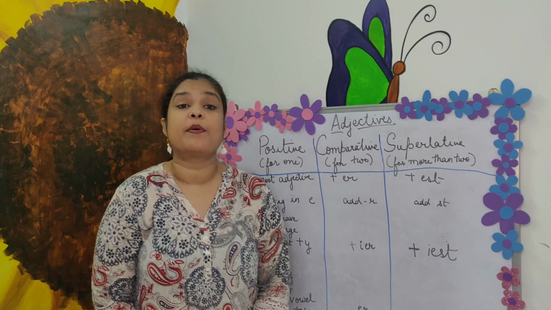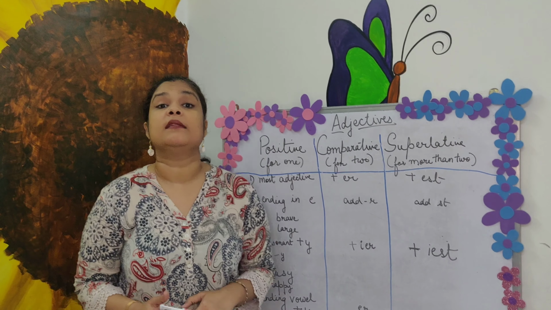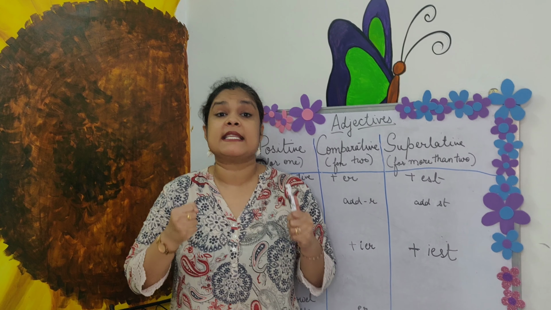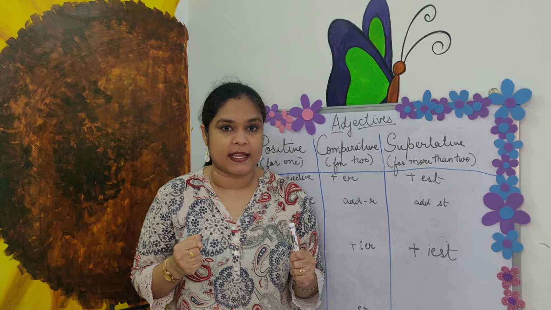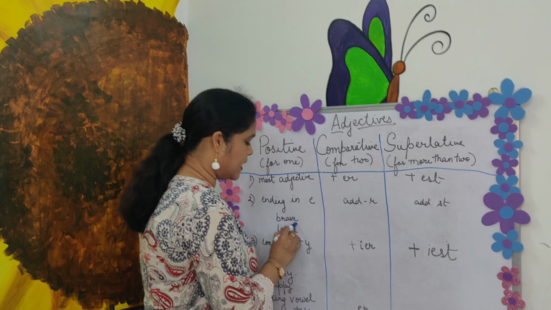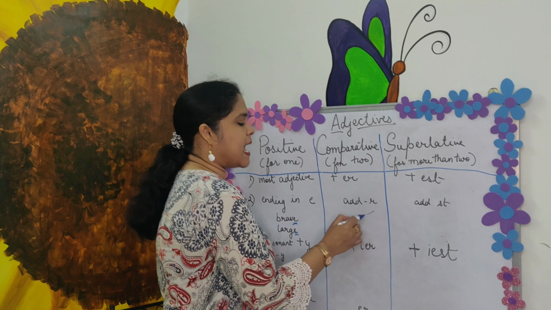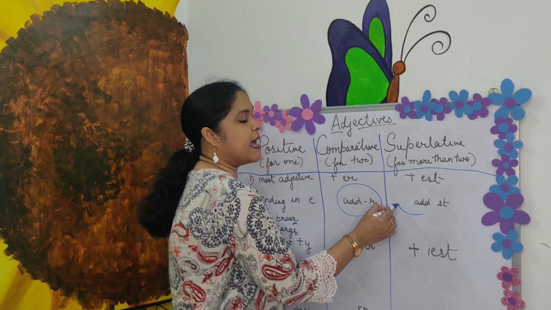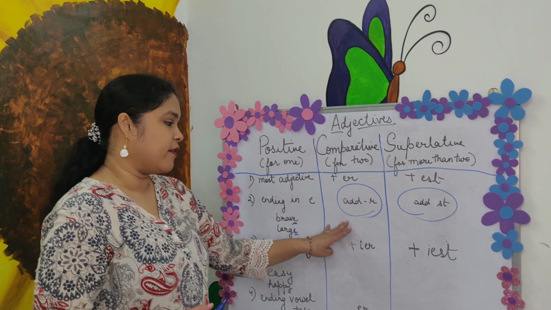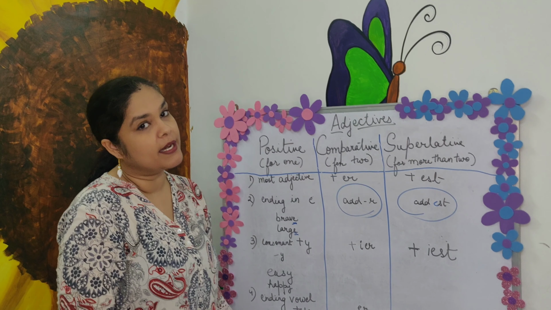For example, brave, B-R-A-V-E, brave. It is ending with E. It is an adjective. Brave means somebody who can face anything and is not scared of anything, right? So, for words which end with E, we just add an R and ST. For example, brave becomes braver, and bravest is the superlative form.